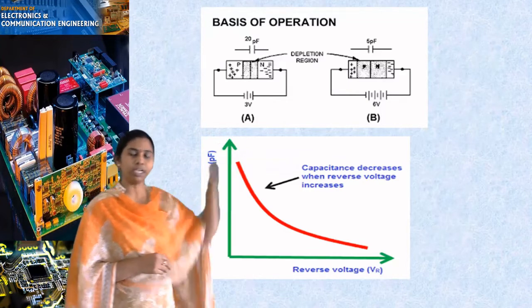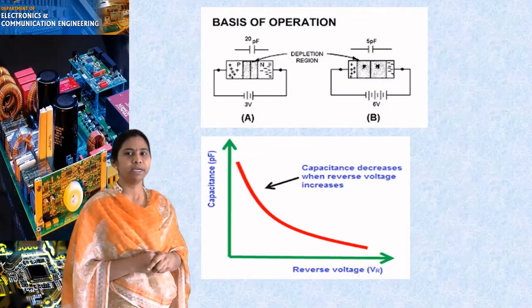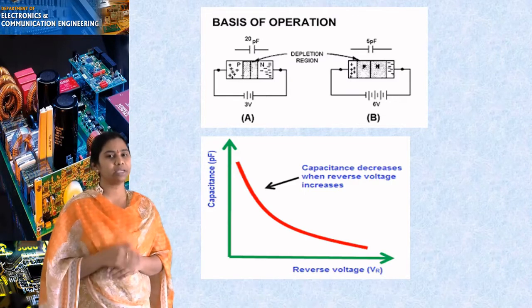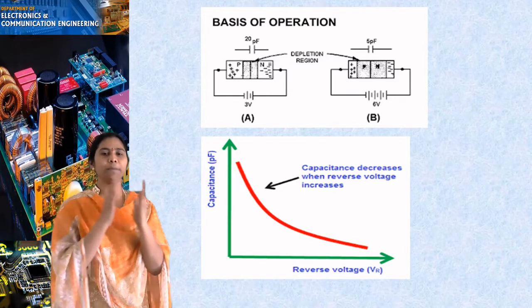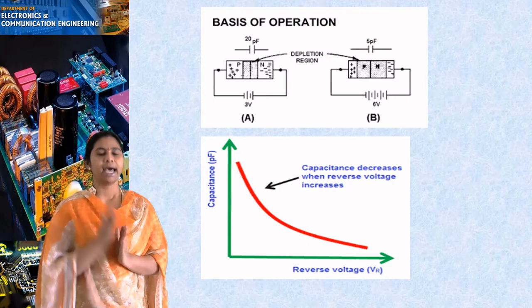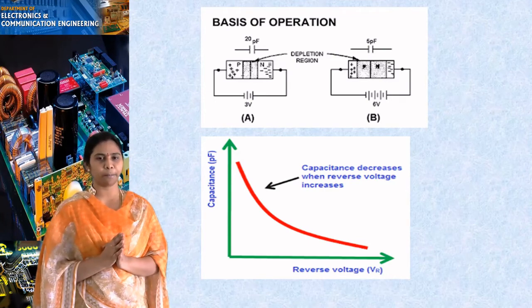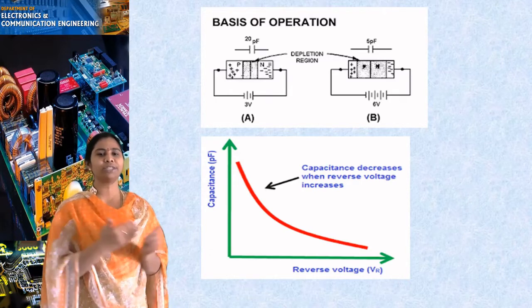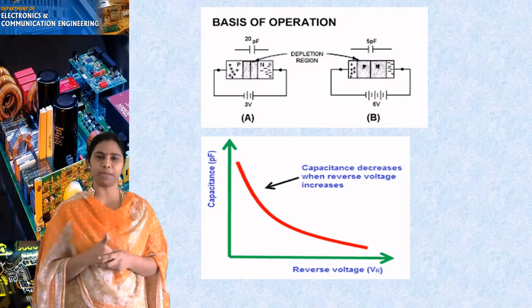With 6 volts, you see a capacitance value of 5 picofarad. That means, as you increase the reverse bias voltage, the depletion layer width increases. As the width of the depletion layer increases, since Ct is epsilon A by W, the capacitance is inversely proportional to the width of the depletion layer.